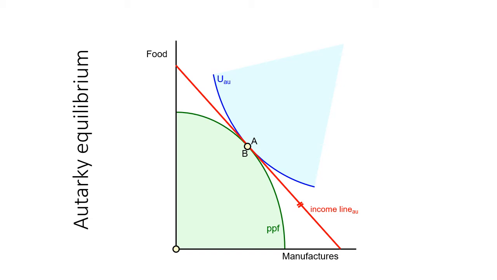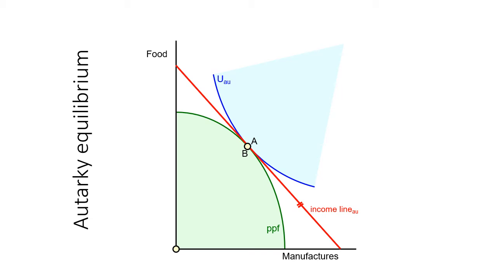Why? Why is that not possible at any other point? Why is B landing at point A, and why is A landing at point B? Why is it not A to the left and B to the right? What is happening? The amount of food that you are producing is exactly the amount of food that you are consuming in your country, and the amount of manufactures that you are producing is exactly the amount of consumption that is occurring in terms of manufactures.